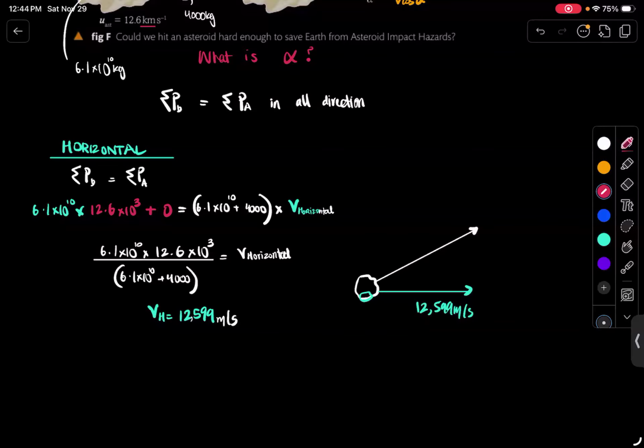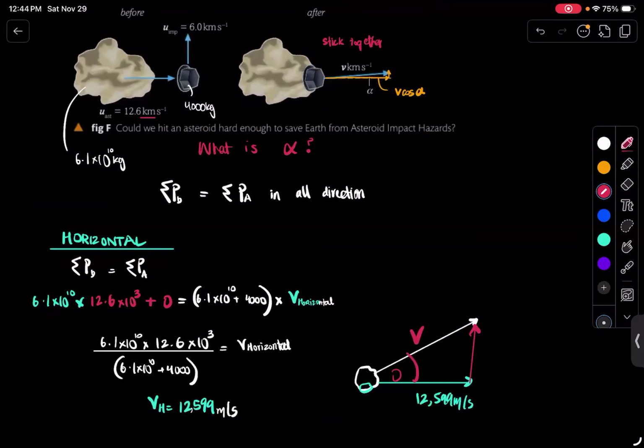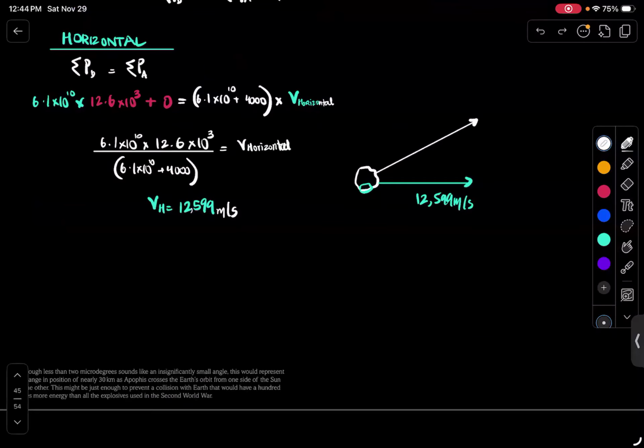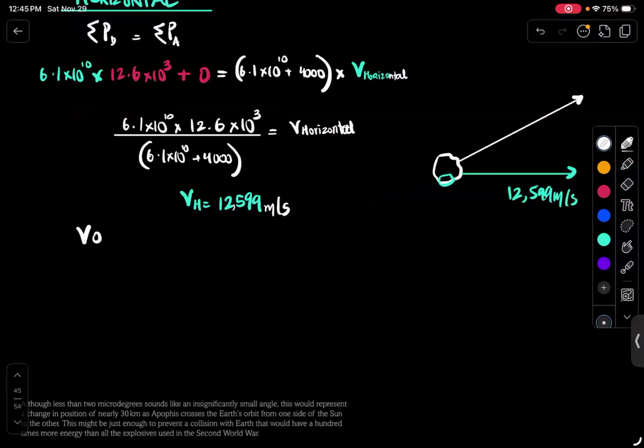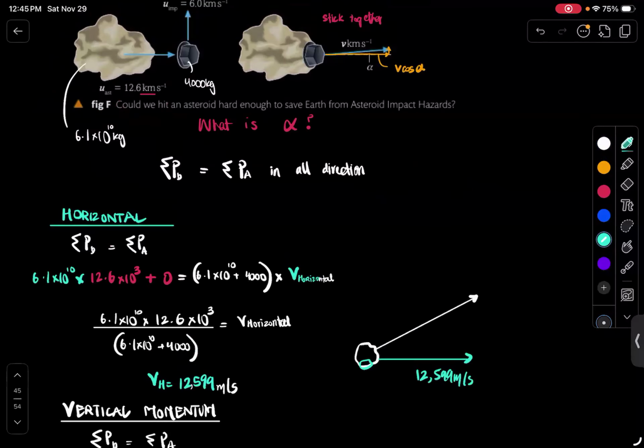Now, what if we also calculated the vertical velocity? If you calculated the vertical velocity, wouldn't it be easy to calculate what the velocity was and what theta was? Yes, it is. So let's calculate the vertical velocity. For that, you will have to consider whether momentum is conserved in the vertical direction. It is. Sum of momentum before collision should equal sum of momentum after collision, but only for vertical components.